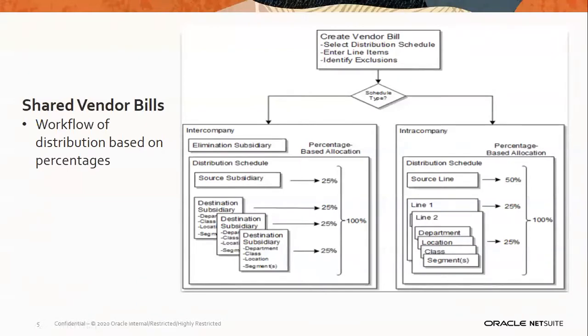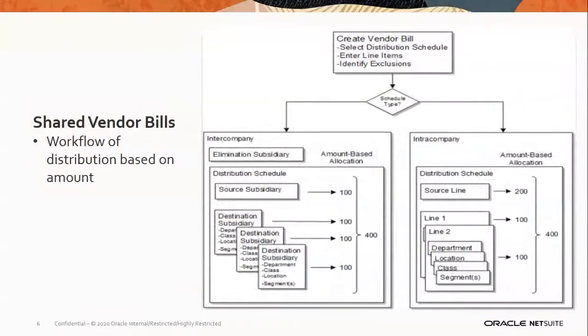As part of the SuiteSolution, you will get a form called Shared Vendor Bill. So you'll select that form. And then you will select the distribution schedule, and that will identify whether it's going to allocate intercompany across subsidiaries or intracompany across the different classifications. And as we discussed, it could be percentage-based, or it could be based off of the dollar amount.